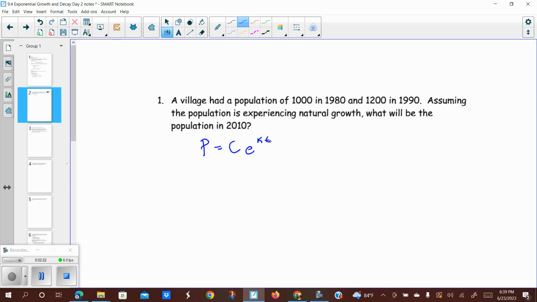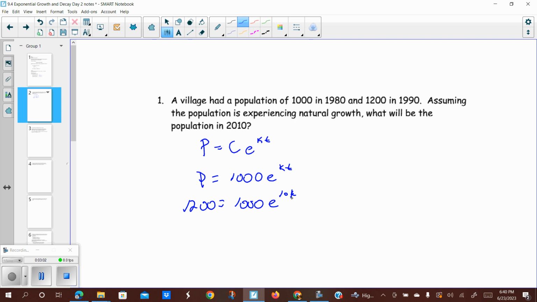All right, let's see what we know. We need to find C and K in order to solve anything. So C is the initial population. It says that's 1,000 in our initial time of 1980. And then to find K, we're going to need a second population as well as the time that goes with it. It tells us the new population is 1,200 in 1990, which is from 1980, 10 years, so T is 10. And then we still have K up there. That's K. So let's solve this thing for K.